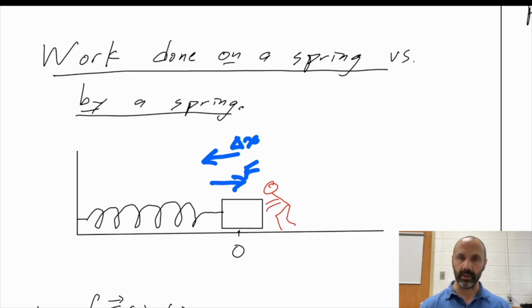And then when the person stops, the block doesn't have any energy. It's not moving. Why not? Because the spring did equal work in the opposite direction. So the work that the person did, the spring did the work to take it away. Or the person does positive work and adds to the elastic potential energy of the system, right? So pay attention to directions.